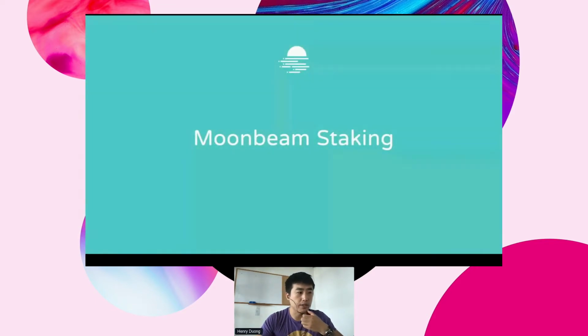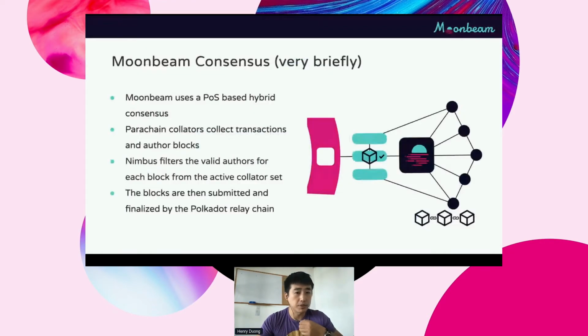Next, I will give an overview of how staking works on Moonbeam. Before we can talk about staking, we need to have a high-level view of Moonbeam consensus. This is because staking is very closely related to consensus. Moonbeam uses a PoS-based hybrid consensus, based on proof of stake, similar to Polkadot.